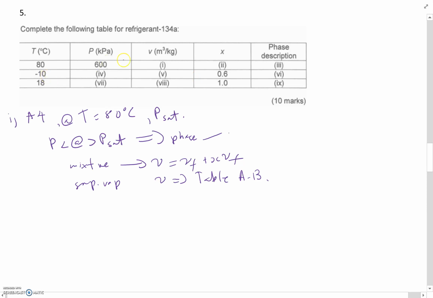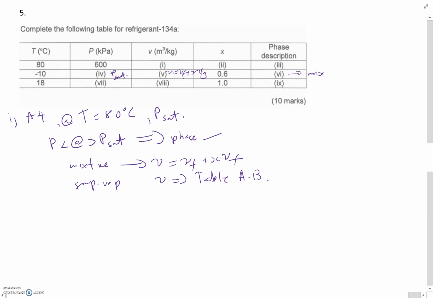The same goes for the second row. You are given temperature, you are given X, so definitely this is a saturated mixture. So P is P sat, right? So what is the value of P sat? And you can find the specific volume from the equation V equals Vf plus X Vfg. X you are given, Vf you can get from table A4.